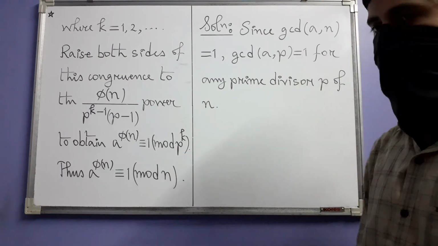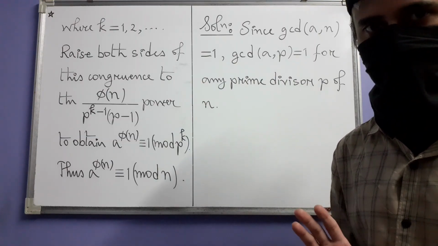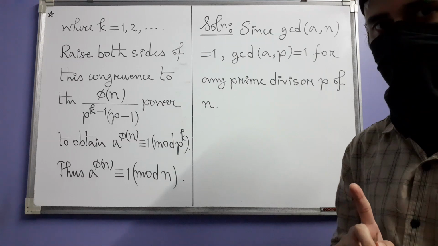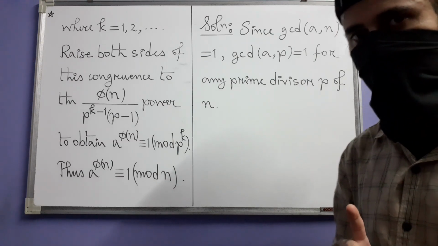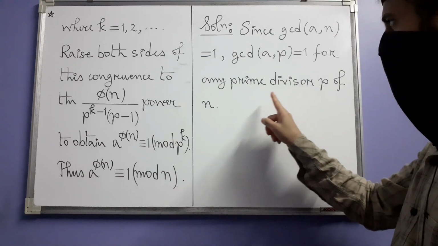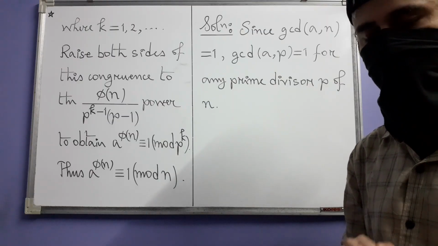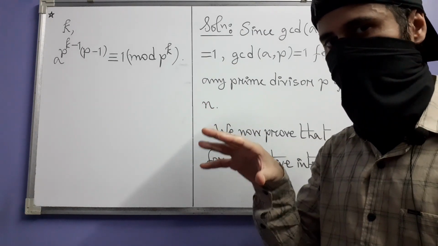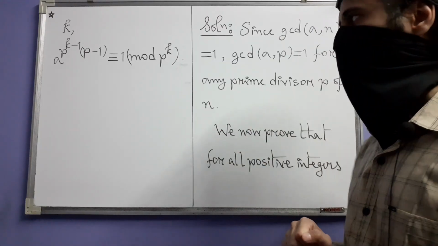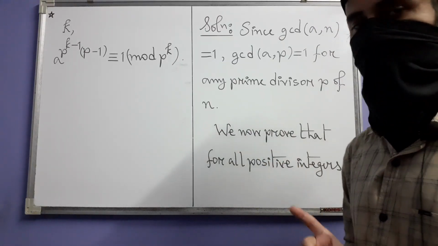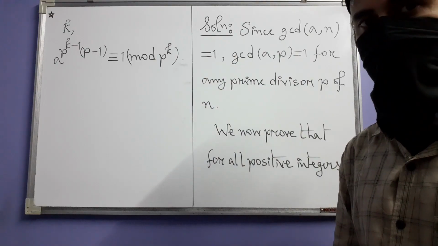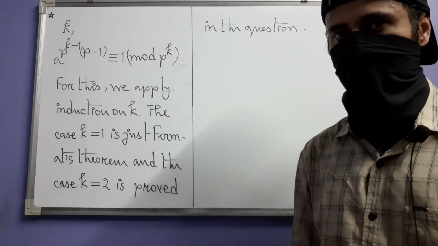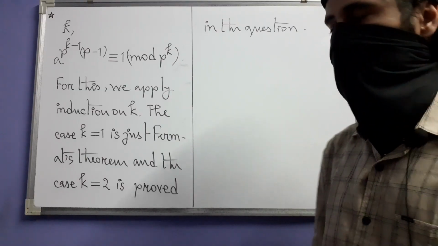So we start the solution by writing what we said in the beginning. That since GCD of a and n is 1, so GCD of a and p is also 1 for any prime divisor p of n. And next we are going to prove this general congruence, which is actually the main thing we have to do in this solution. And we are going to do so by induction on k.